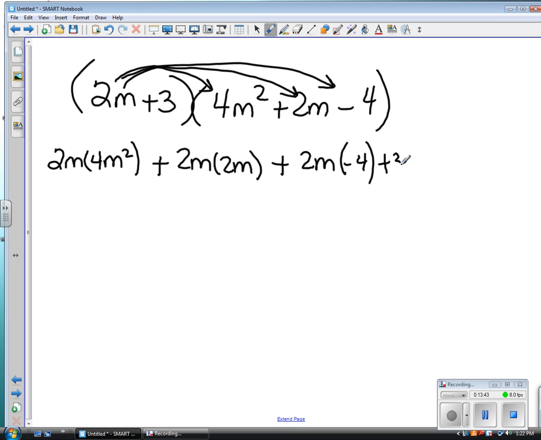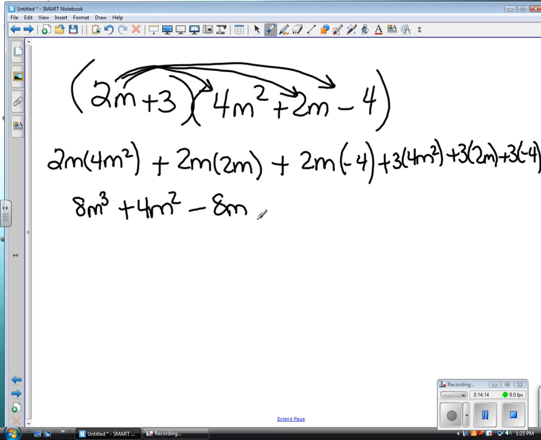Now I'm going to continue on with the 3. So it's 3 times 4m squared plus 3 times 2m plus 3 times negative 4. Go through and do all the multiplication. So here I have 8m cubed plus 4m squared minus 8m. Why minus 8m? Because 2 times negative 4 is negative 8, and I'm going to rewrite it as minus 8. Okay, very good. Plus 12m squared plus 6m minus 12.